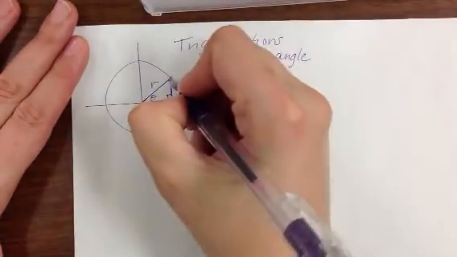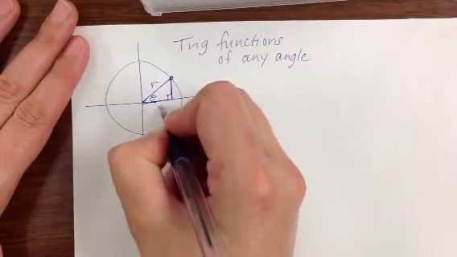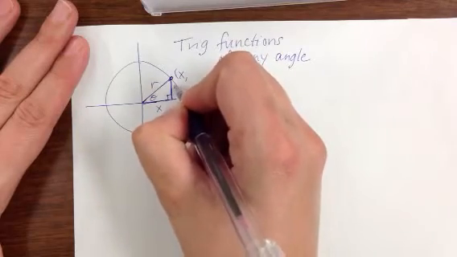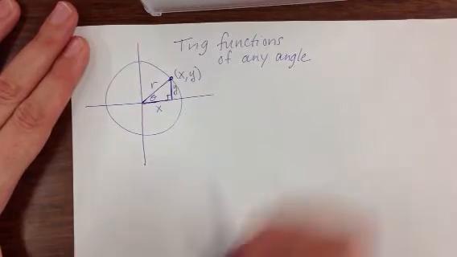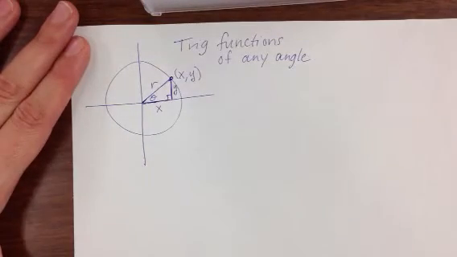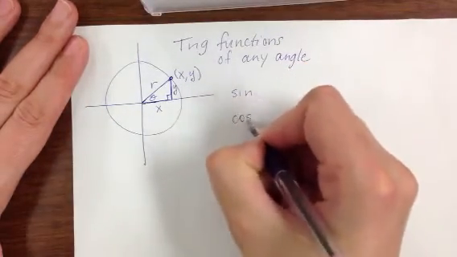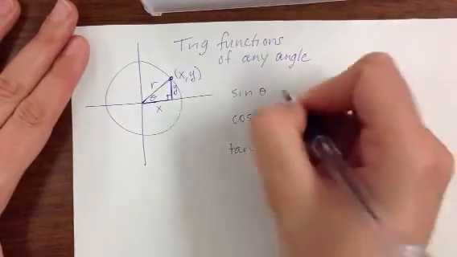And if I look at this coordinate right here, this would be the distance I go over x and the distance that I rise y. So that's the point x, y. So if I look at this triangle and I think of my six trig functions, sine, cosine, and tangent of this angle, theta.